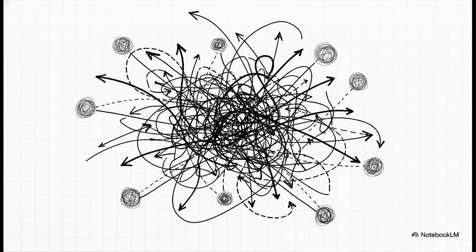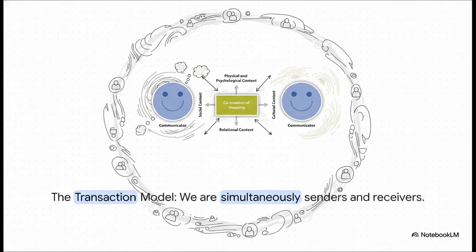But even that wasn't the whole story. The final model is the most complex, but it's also the one that gets closest to our messy, dynamic reality. And this brings us to the transaction model. Here's the real game changer. We are sending and receiving information at the exact same time. Think about it. When you're talking, you're also watching the other person's face, their body language, and you're adjusting what you say on the fly. In this view, we're not just swapping info. We are co-creating our realities and relationships together.